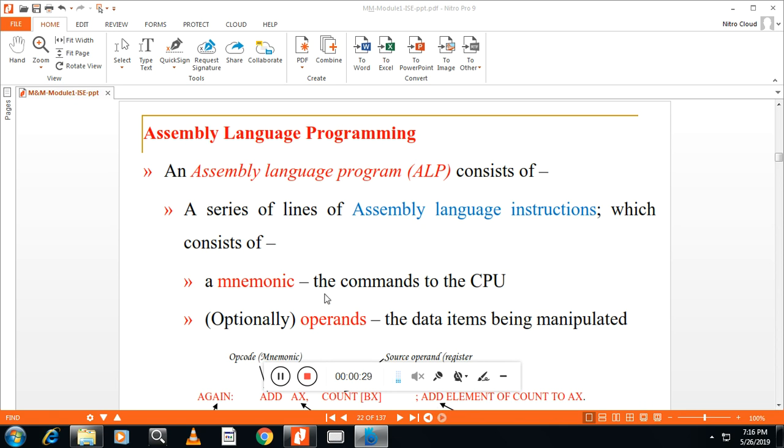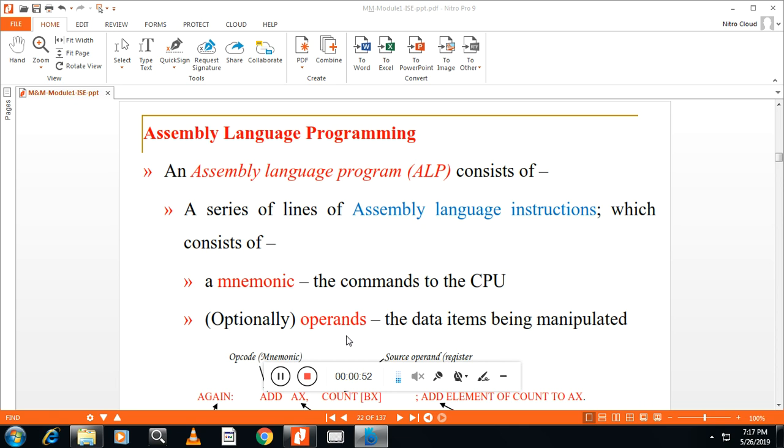Assembly language program, ALP, structure is something like this, which contains assembly language instructions, and each instruction is made of mnemonics and operands. I have explained what mnemonics are. It is a command to the CPU. Please refer to my earlier videos. And operands. Operand is the data on which the action is taken.